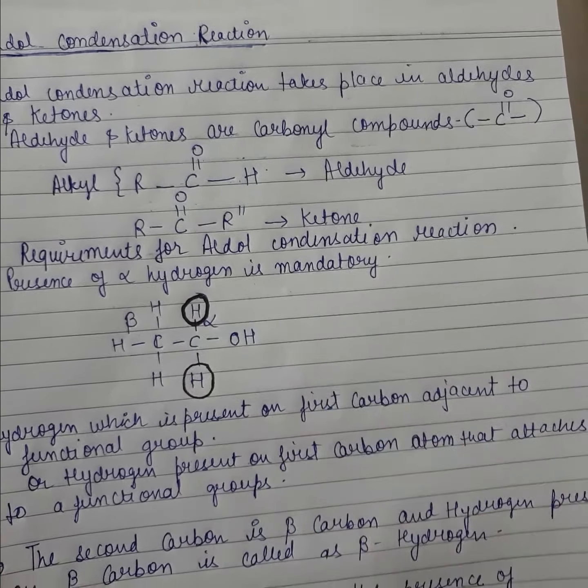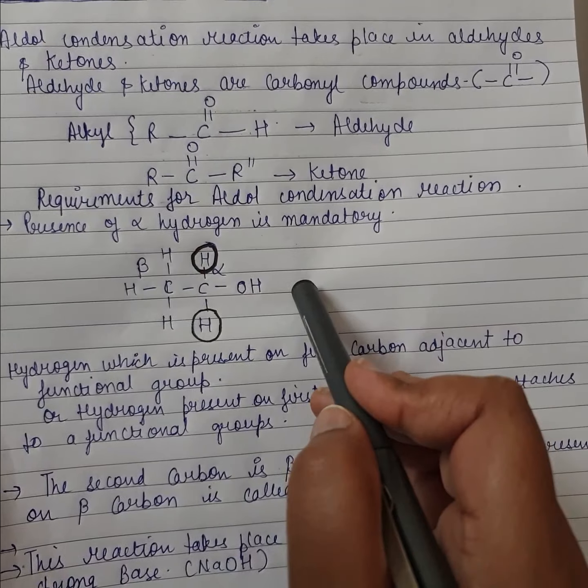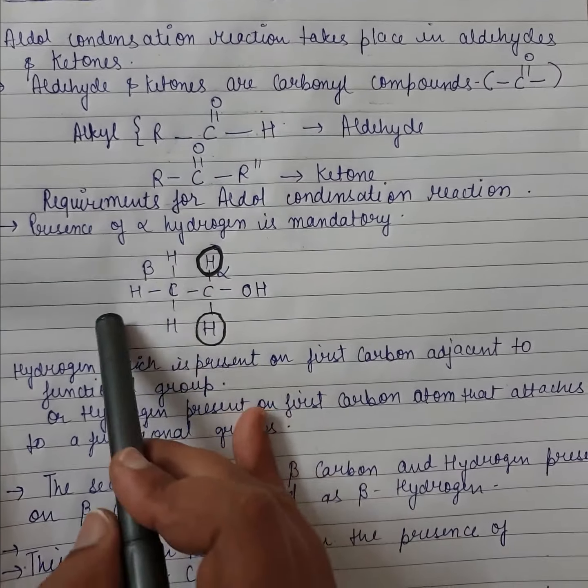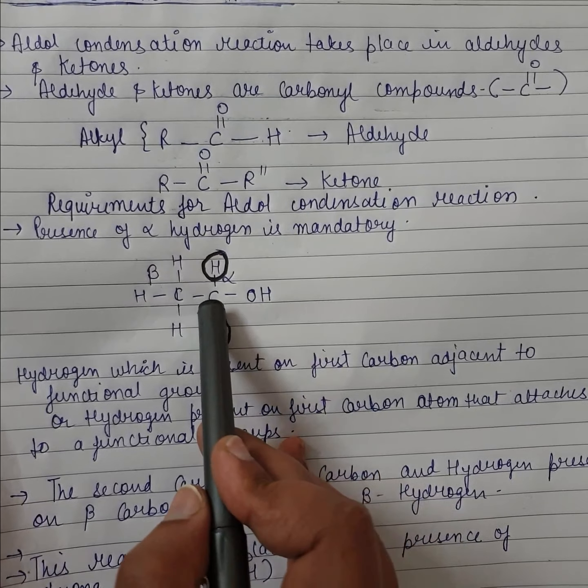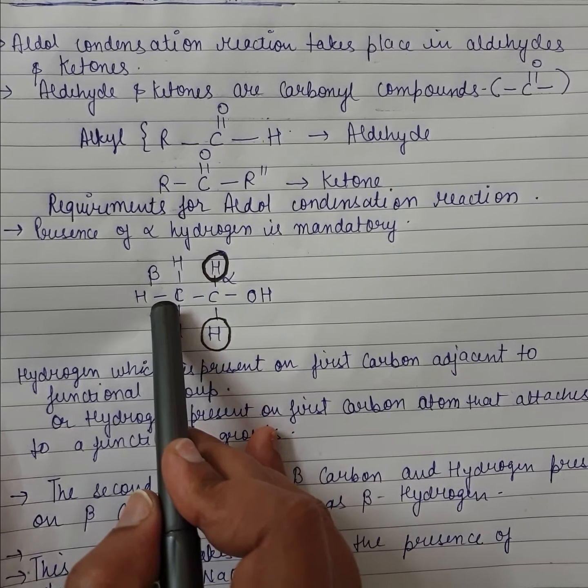By the definition, you can see hydrogen which is present on the first carbon adjacent to functional group, or we can say the hydrogen which is present on first carbon atom that is attached to a functional group. So here you can see one example. In this, OH or the alcoholic group is present after that first carbon, and here it is second carbon.